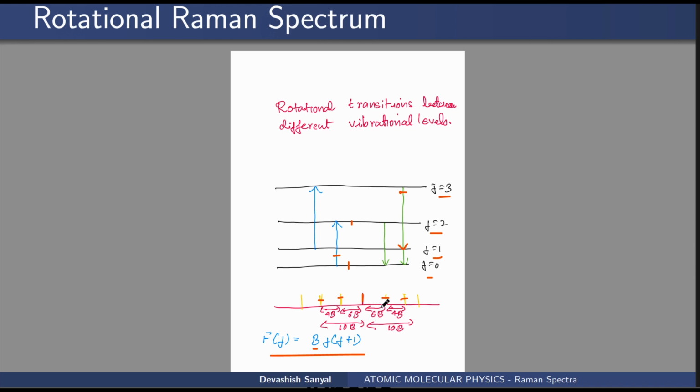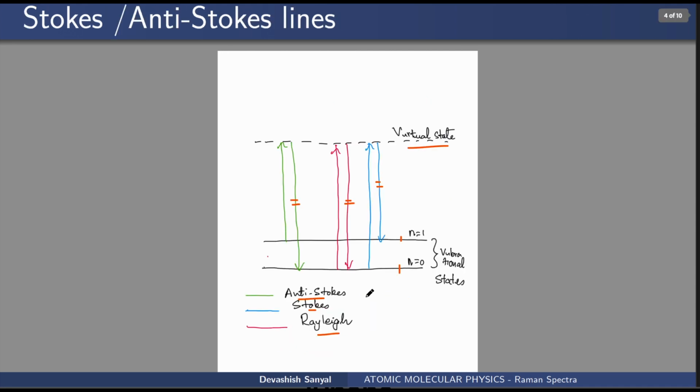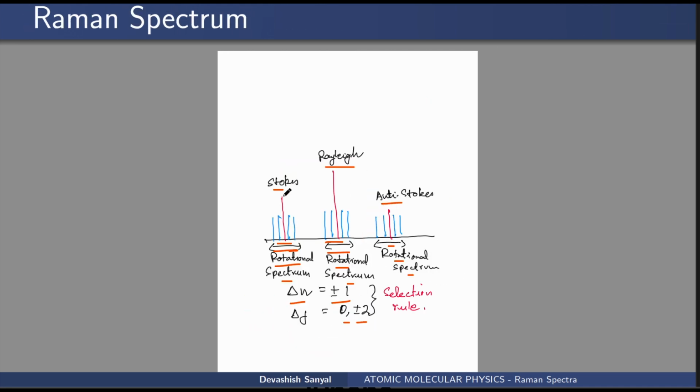6B, 6B, and then 10B, 10B, like that. So here we are only interested in the changes between the rotational levels, and the change in the vibration level is given by this line, or the vibrational quantum number.